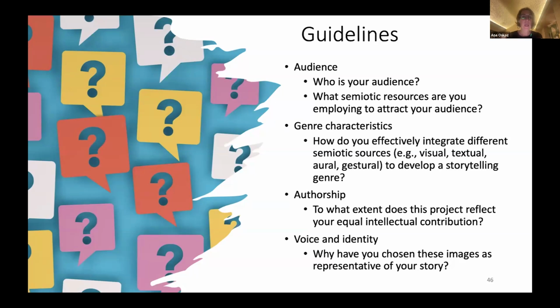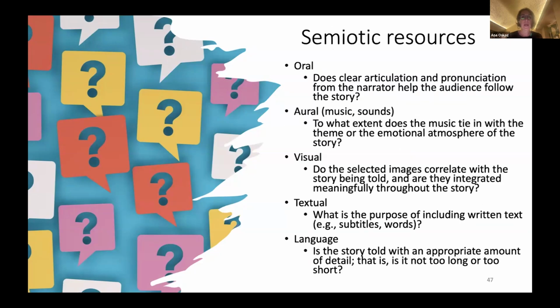If we are focusing on voice and identity, why have you chosen those images that you have used, for example, in the poem, the face, or in the blog, the image in Iceland? How are they representing your story and who you are, your identity? If we are looking at the semiotic resources, we can look at the oral, visual, textual, language resources. For example, with the visuals, are you selecting the images that you are selecting? Are they correlated to the content that you are providing with the story?